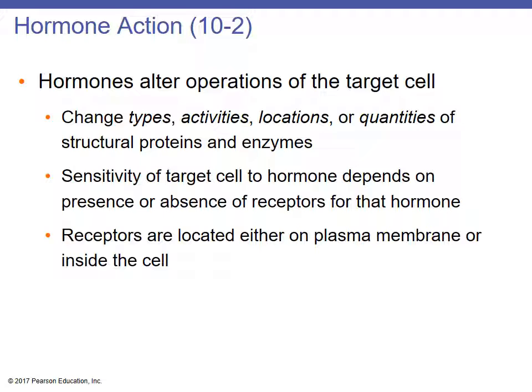So hormones, what are they doing? Basically, they're changing what cells are doing at that particular time. It can be activities such as metabolism, it can change their location, like have them migrate, or it can also change the quantities of the cells, but also the structural proteins and enzymes. So quantities could be things like growth hormone, right? Signaling for more and more cells to become mitotically active and thus allowing the body, or perhaps just that particular region of the body, to grow in size.